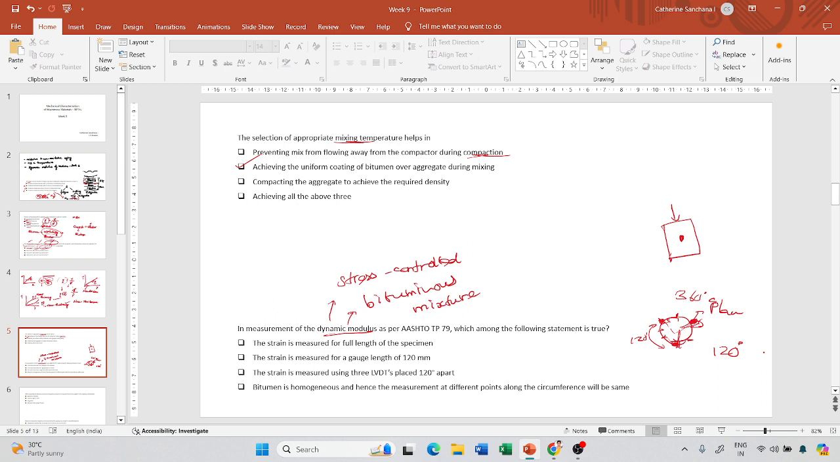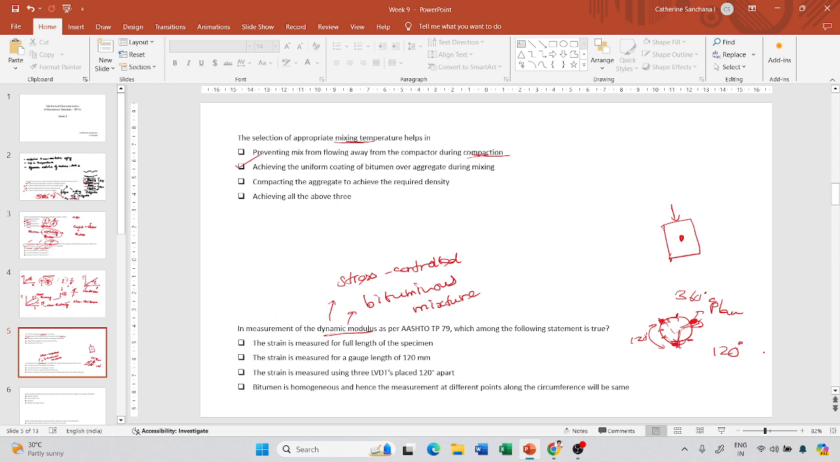Why do you do this? Because your bituminous mixture, though you assume it to be homogeneous, practically it will have different deformations. It can have different deformations at different places. Most probably it will, because it is a mixture. Now you have to be as correct as possible. That is why, instead of relying on just one point, you are going to take 3 points and take the average of it.